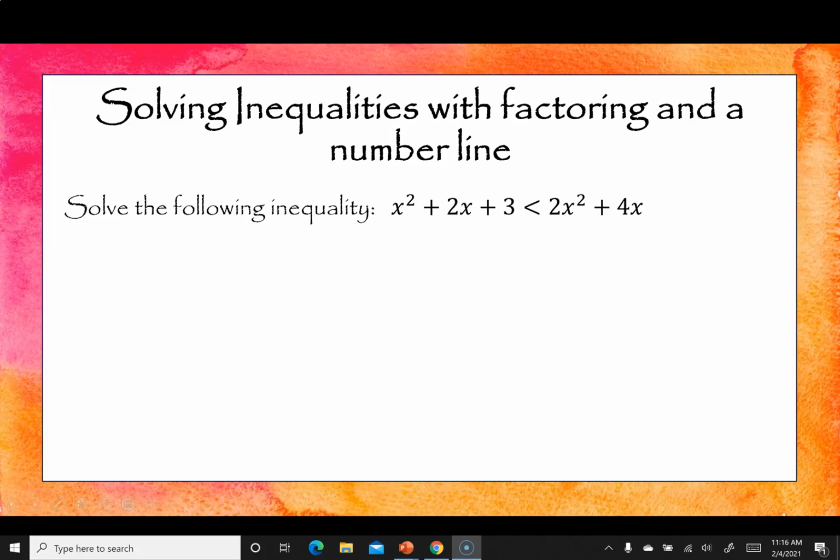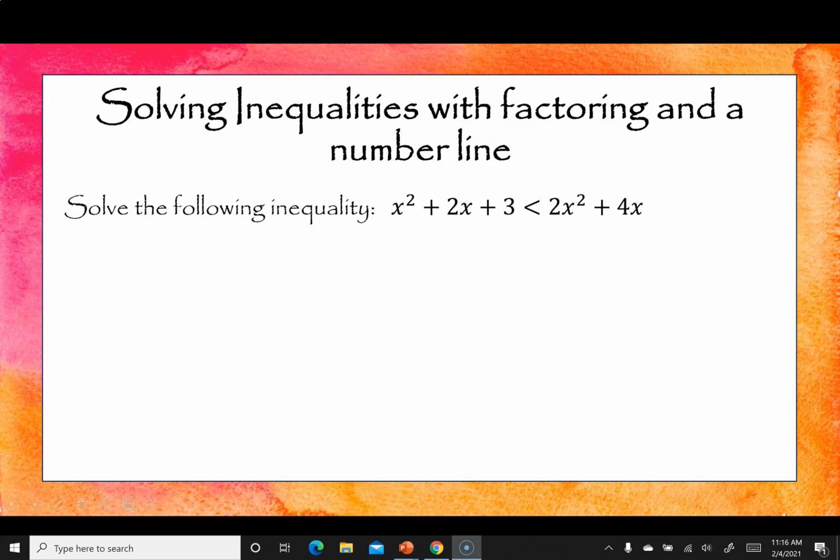Today we're going to cover the topic of solving inequalities. And they're going to be inequalities with quadratics, which we've never done before. We're going to use factoring and a number line, and sometimes we can even use a graph to help us solve this. First thing that we're going to do is make one of the sides 0.